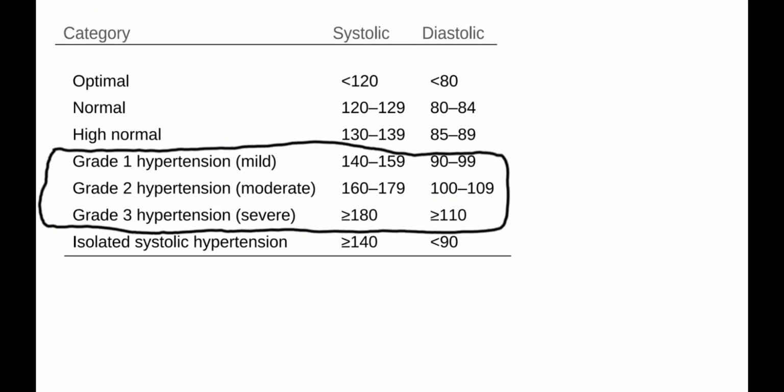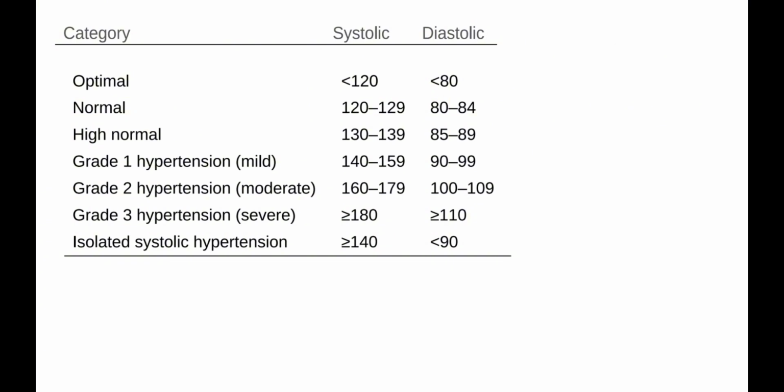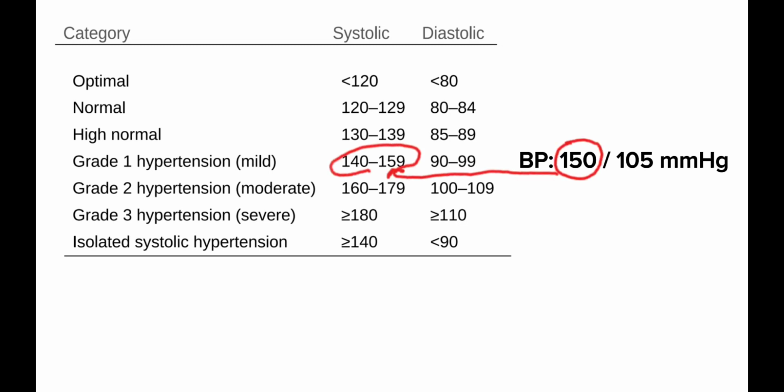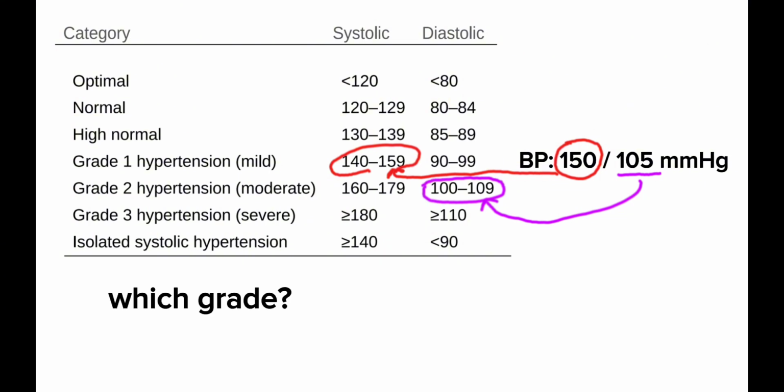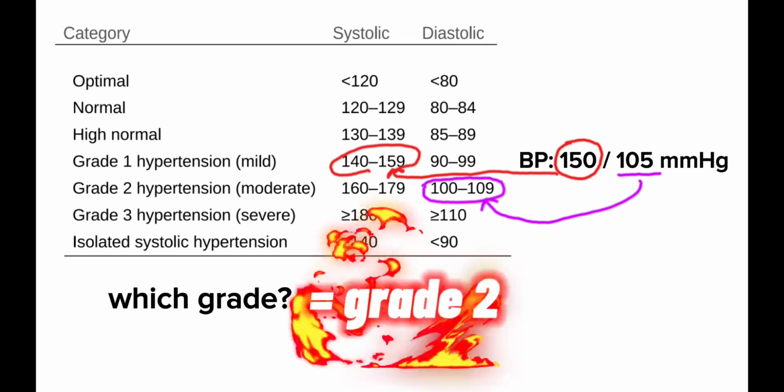I'll give one case where I want you to give me the correct answer. So there is a patient with a blood pressure of 150/105. So what grade of hypertension does this patient have? Systolic blood pressure 150, that falls in grade 1 category, but 105 that is grade 2 category as per this table. So which grade will you choose? So remember the rule, we always go for the higher category, and that is grade 2.